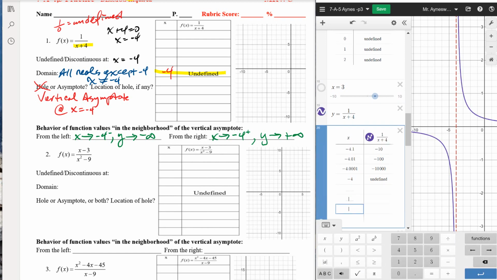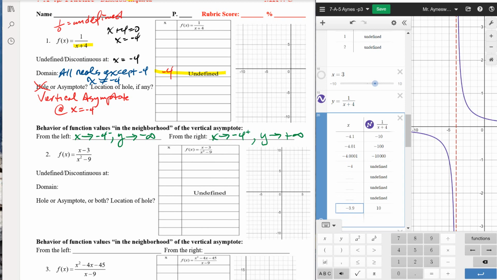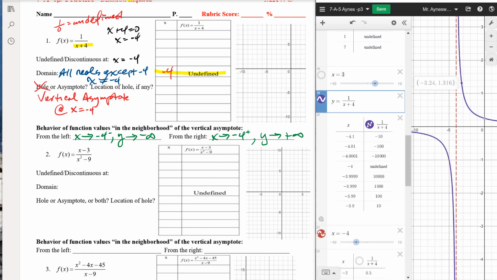let's go down a couple spaces here. -3.9 would be close, that's pretty close to -4. Let's get closer, -3.99. Let's get closer, -3.999, and even closer. Notice that the y values are getting infinitely big, from 10 to 100 to 1,000 to 10,000. That's because as you get closer to the asymptote, the y values just sky upward, and they go to infinity.